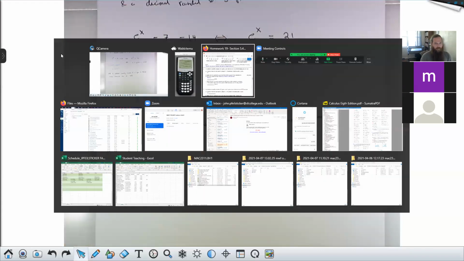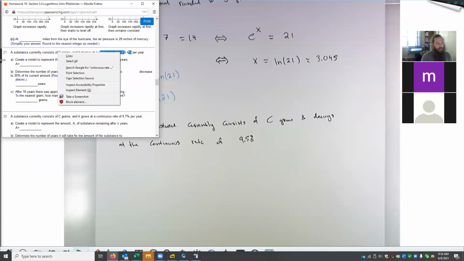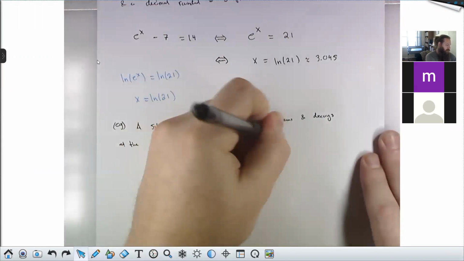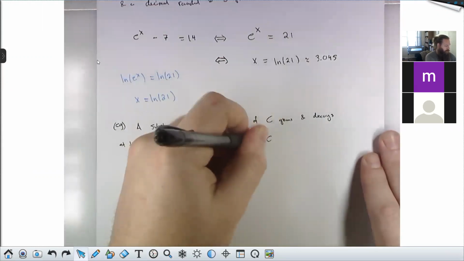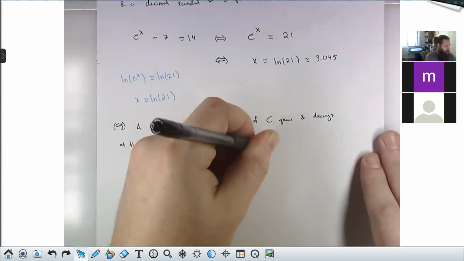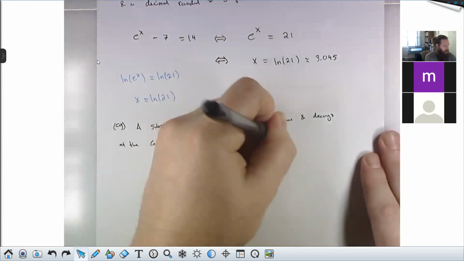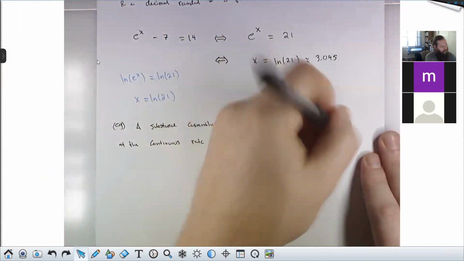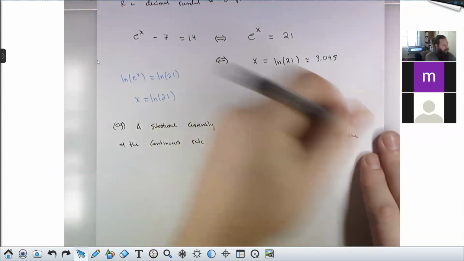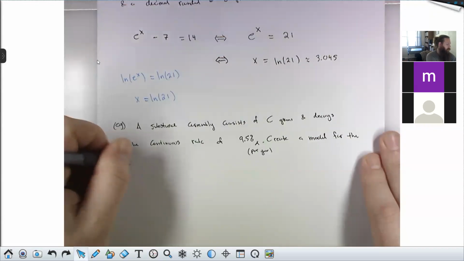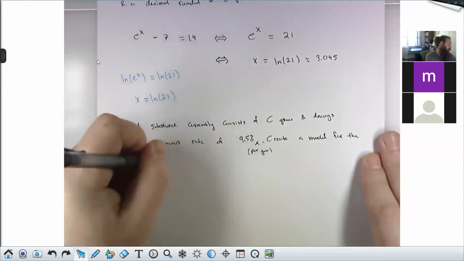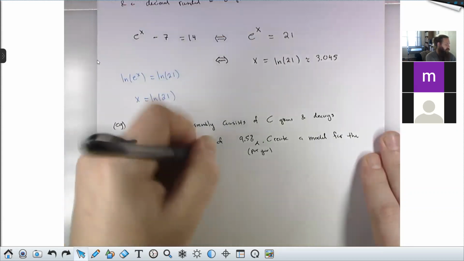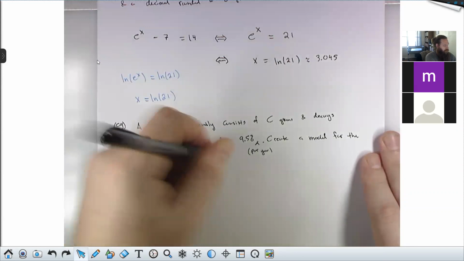Continuous rate of 9.5% per year. Create a model for the amount A left after x years, per year. Okay.